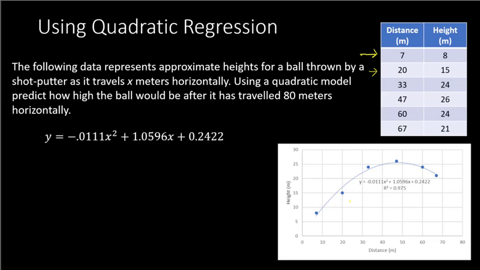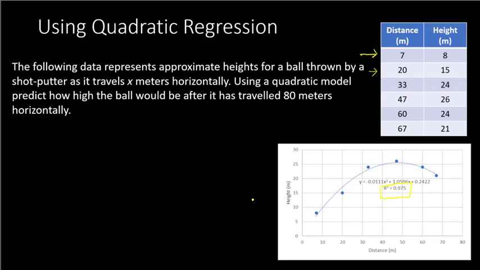All right, that equation is y equals negative 0.0111x squared plus 1.0596x plus 0.2422. So that is the equation. And notice, by the way, r squared is 0.975. So what that means, since r squared is 0.975, is that 97.5% of the variation that we see in the data can be attributed to the height of the ball. All right, so that's what that means.